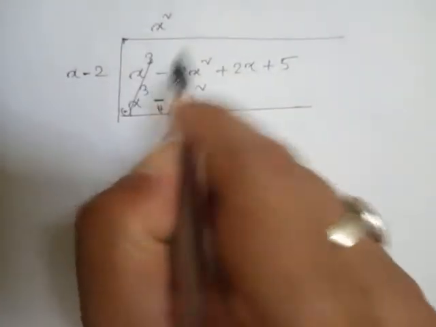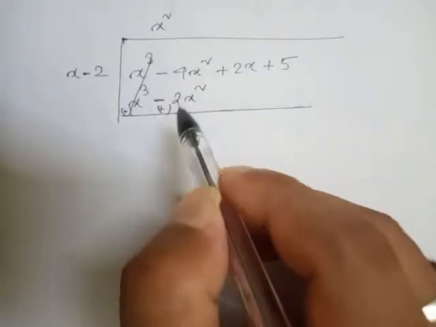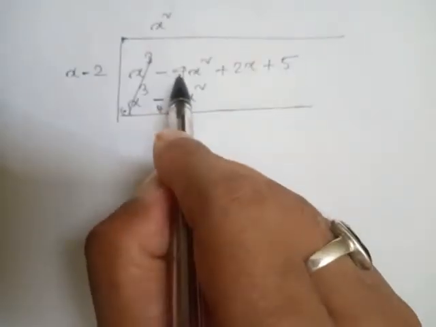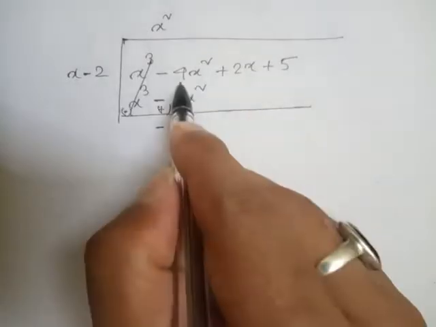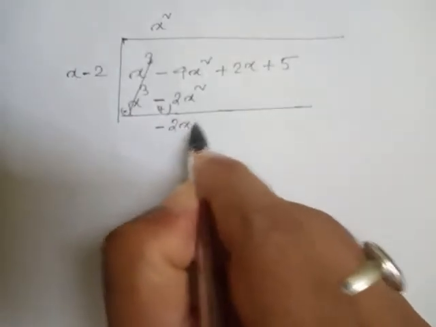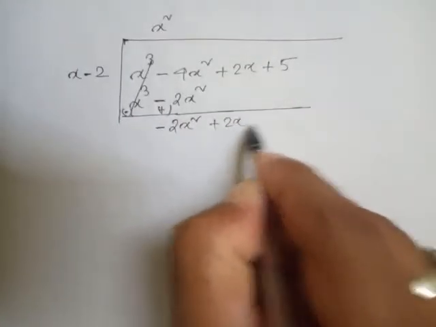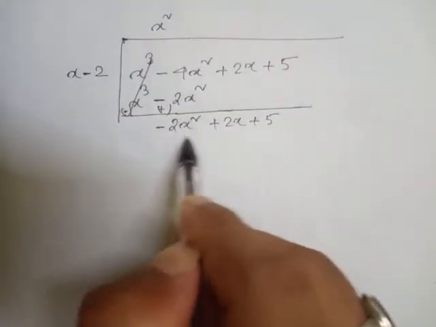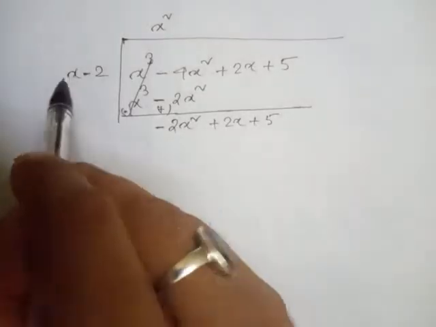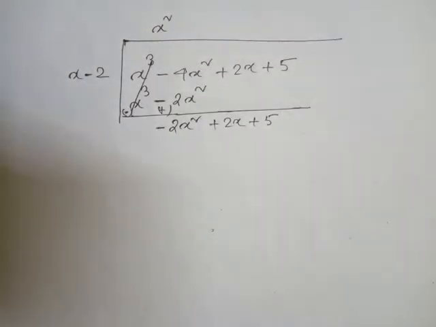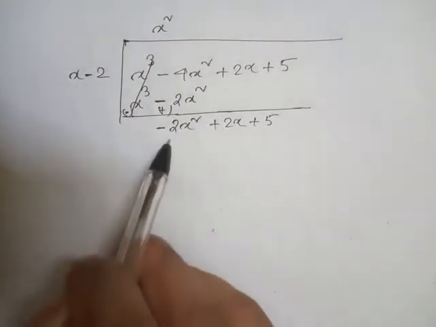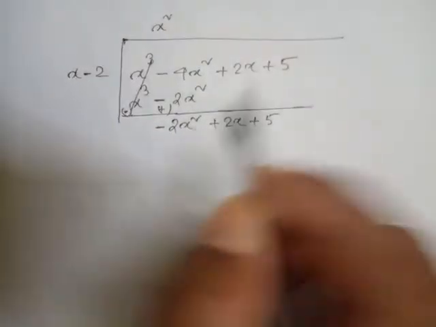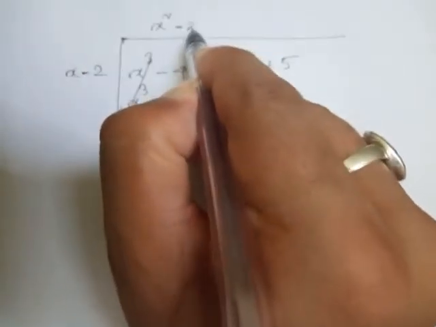Look, plus and minus cancel. Now there is minus 4 and plus 2. Now look, minus 4 and plus 2, which one is the bigger number? Minus 4 is the bigger number, so there will be minus. 4 minus 2 is 2x square. Now 2x plus 5. Now after that, there is minus 2x square and there is only x, so we have to put such a value so that if we multiply with this one, we will get this value. So minus 2x square, so we write only minus 2x.